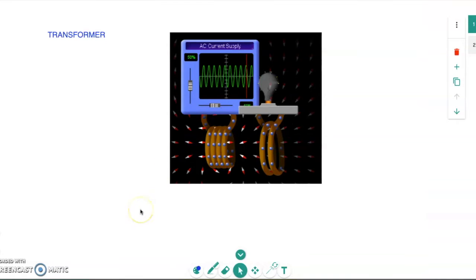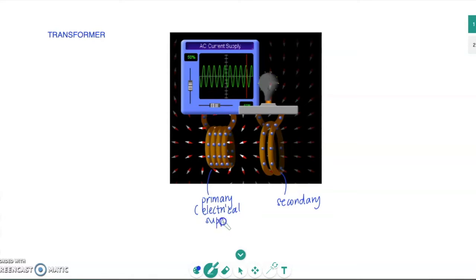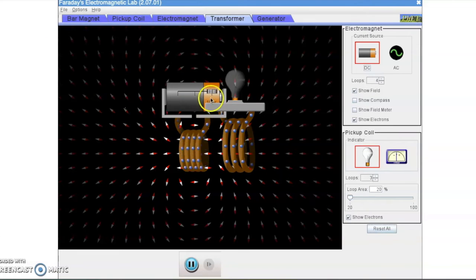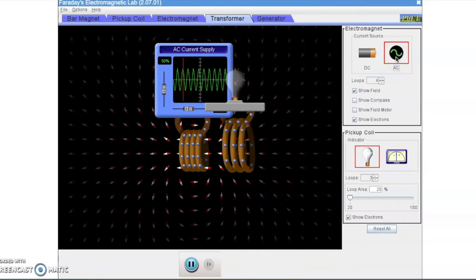Okay, let's look at the idea up close. Now, let's recall again, this is the primary coil, and this is the secondary coil. So usually we will have an electrical supply. We will supply electrical supply to the primary coil. Now, if you notice earlier, when it was a DC supply, I had to do the reversing, right? But let's say, for example, I'm going to put an AC supply on the left coil.